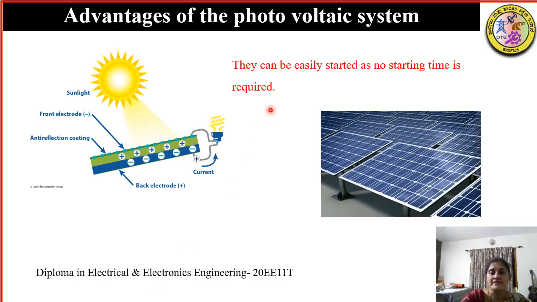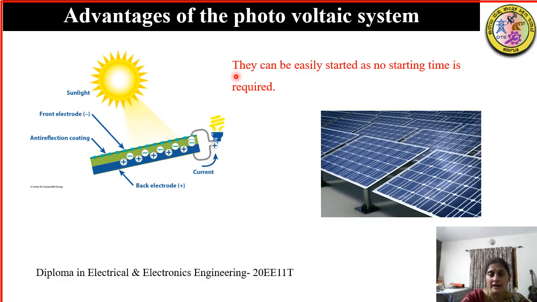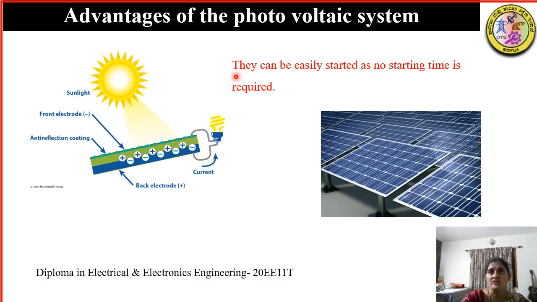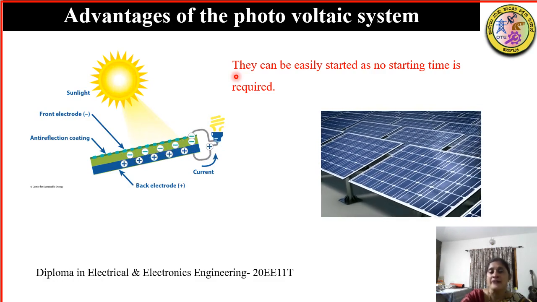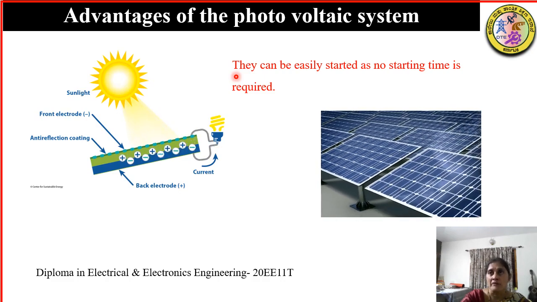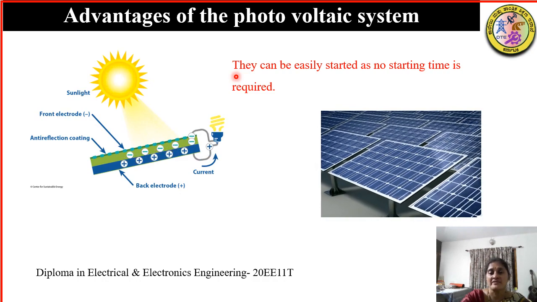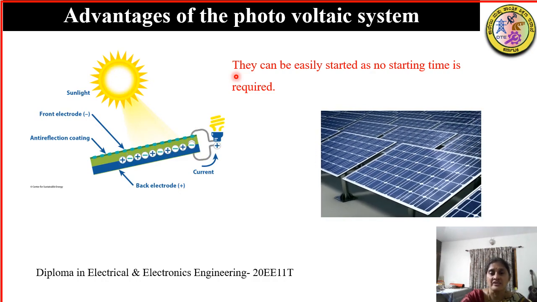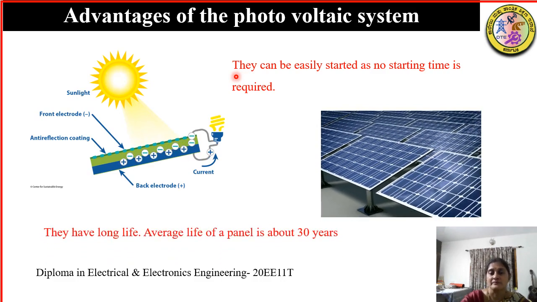When we compare this system to the conventional system, say for example a thermal power plant, it requires a lot of time for the temperature and pressure of the steam to build up and to start the power plant into a working order. But in the case of a PV system, the generation of energy is totally instantaneous. There is no waiting time.